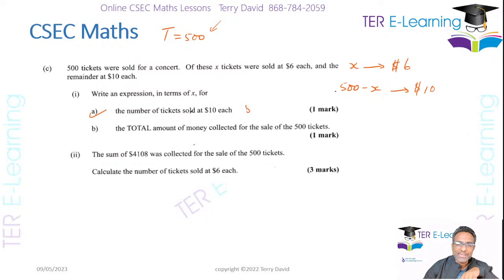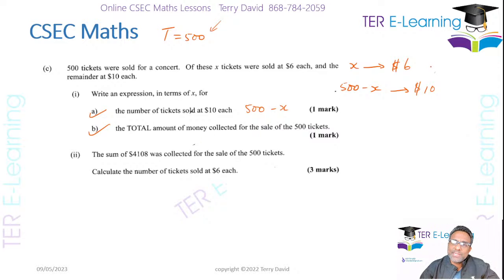So this answer here is going to be 500 minus X. One mark for that, because they consider that to be pretty easy, right? Part B now: the total amount of money collected for the sale of the 500 tickets.